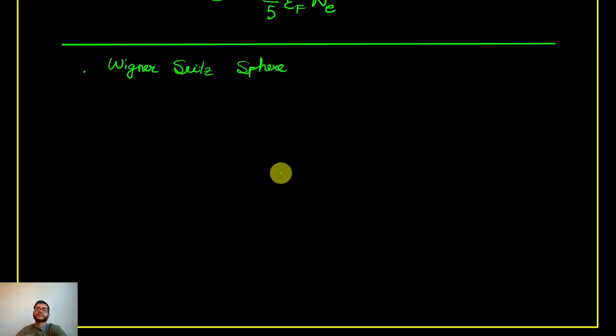So what is a Wigner-Seitz sphere? A Wigner-Seitz sphere is a sphere which has only one lattice point. That is what is called a Wigner-Seitz sphere. So what is it given as? The density of electrons will be given as 1 by 4 pi, let's say rs cube, where rs is the radius of the Wigner-Seitz sphere.